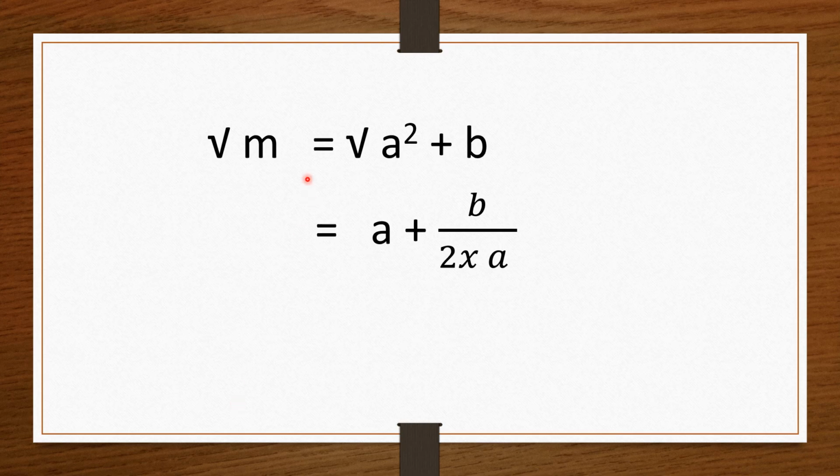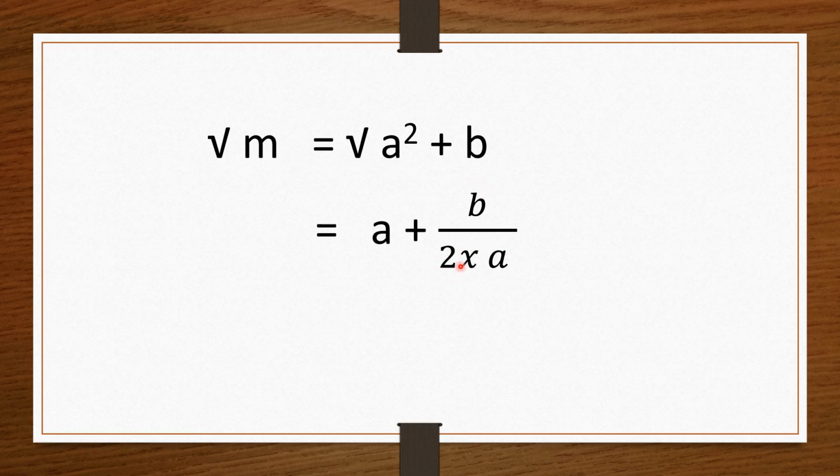Let's generalize this method. So we are going to find out the square root of m where m is not a perfect square. So I am trying to write this m as a sum of two numbers where the first number is a perfect square. So I am going to write the square root of m as square root of a square plus b. And you know that square root of a square is equal to a. So I am going to write it as a plus. This b comes as it is. So b divided by 2 times a.